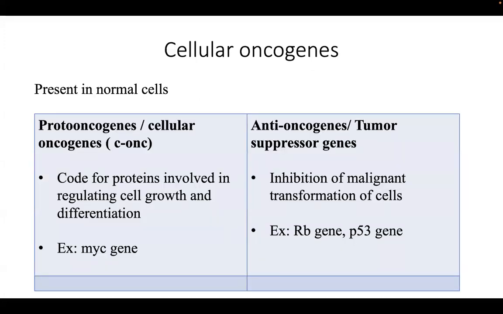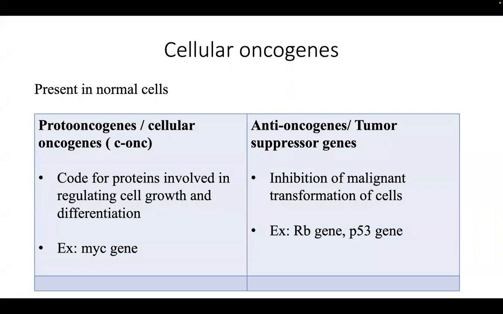So cellular oncogenes are present in all normal cells, and they code for proteins that are involved in regulating cell growth and differentiation. Now we can relate to what I have just said before. Before a cell grows and divides, it needs some proteins to take it to the different stages. And so examples of some of these oncogenes are the MYC gene.